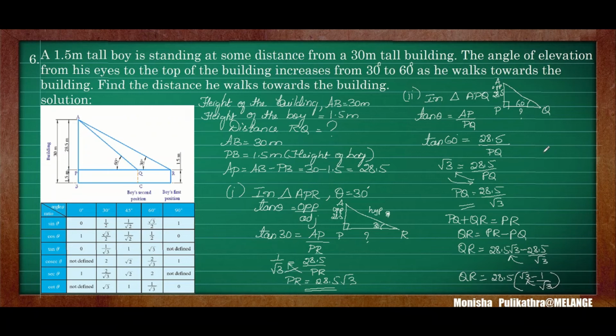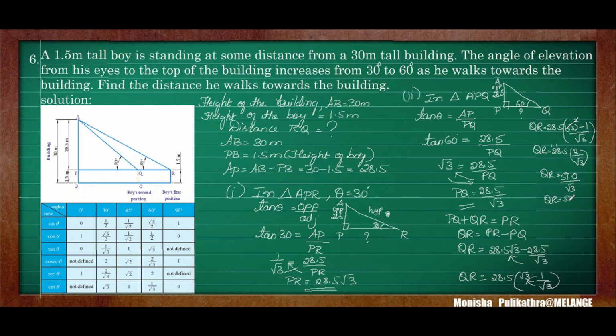Now take the cross multiplication of it. So QR is equal to 28.5 times root 3 into root 3, that is root 3 whole square, minus 1, whole divided by root 3. The root and square cancel. So QR is equal to 28.5 times 3 minus 1, and 3 minus 1 is 2, divided by root 3. So QR is equal to 28.5 into 2, which is 57, by root 3. Again we need to rationalize it.